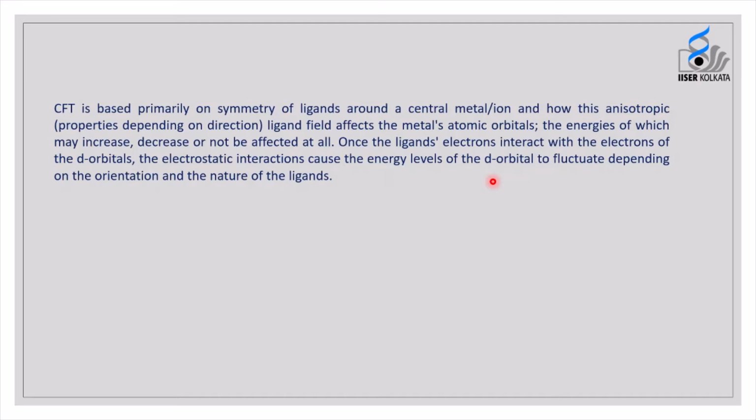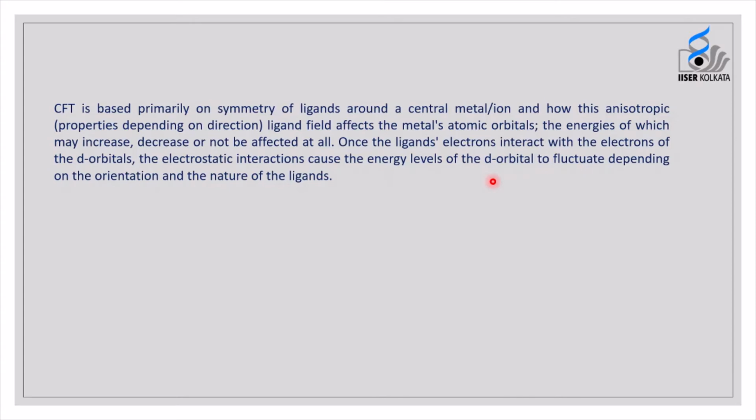splitting occurs when the ligands start approaching the metal ion. And in the metal ion we have d orbitals. So the interaction depends on the symmetry of those things. If the ligands are coming symmetrically along a particular axis, and our lobes are also there, there will be the maximum possible interaction, which decides the further things. Anisotropic properties depend on the directions, and the energy after splitting may decrease, increase, or may not be affected at all.